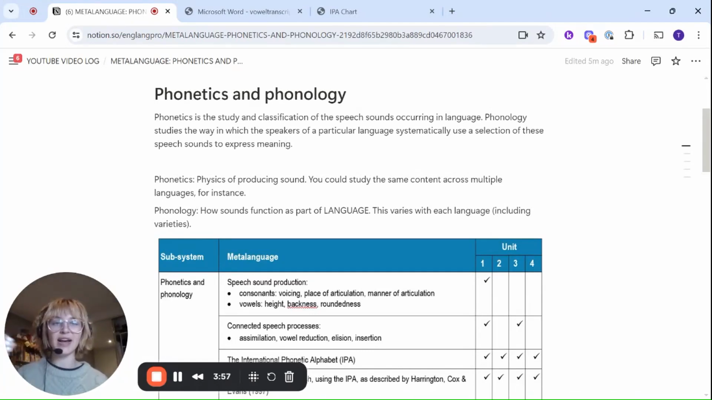Phonology, however, is how this sound then functions as part of our language. For us, that's Australian English, its subdivisions, ethnolects, things like that. We can talk a little bit about American English as well. Really any language that's relevant to contemporary Australian society, which is all of them.